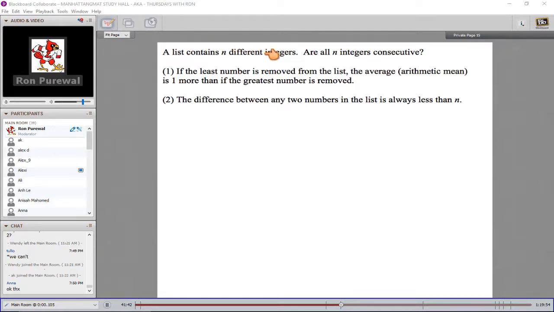Don't forget that this says n different integers. If you need to write that down on your paper to remind yourself that it is true, then write it down on your paper to remind yourself that it is true. But you can't forget that these have to be different.